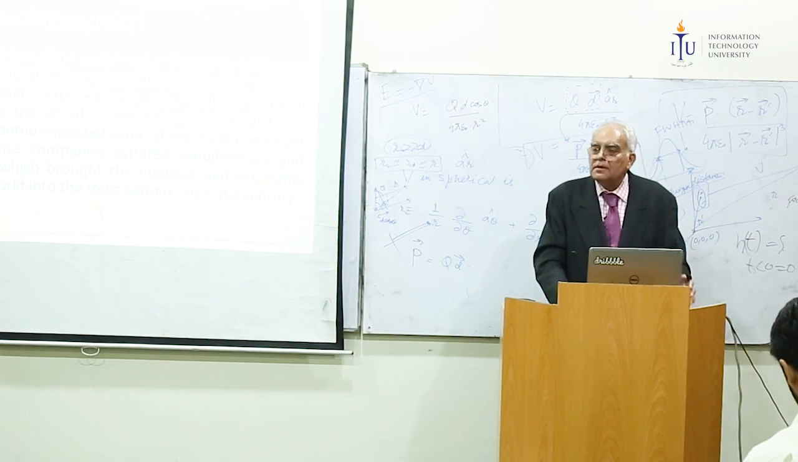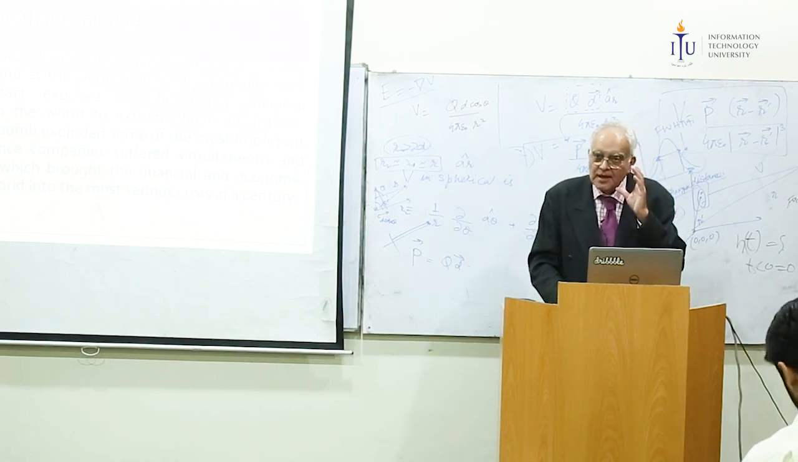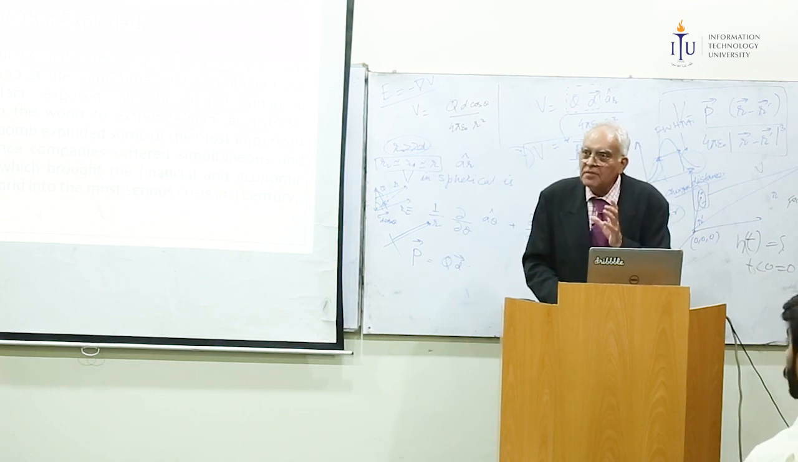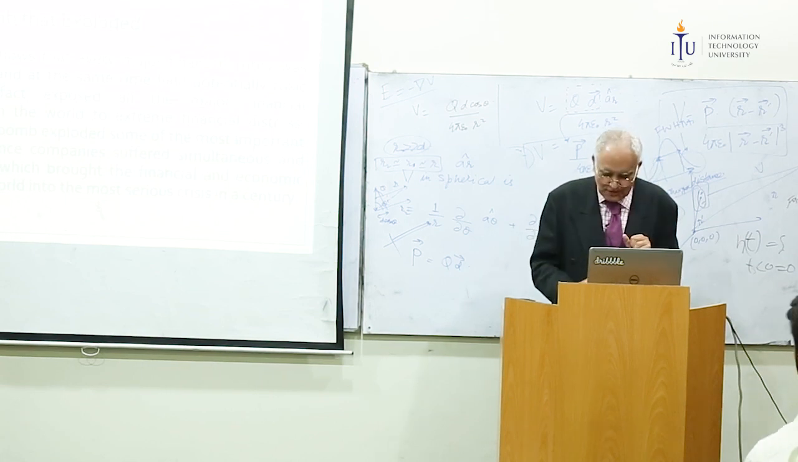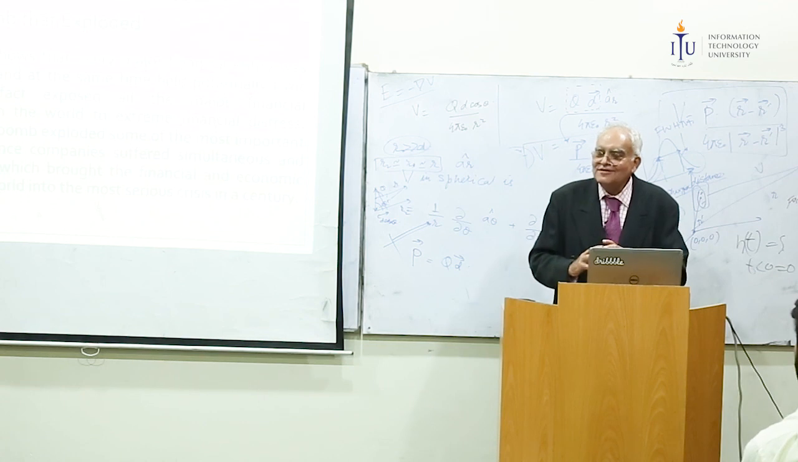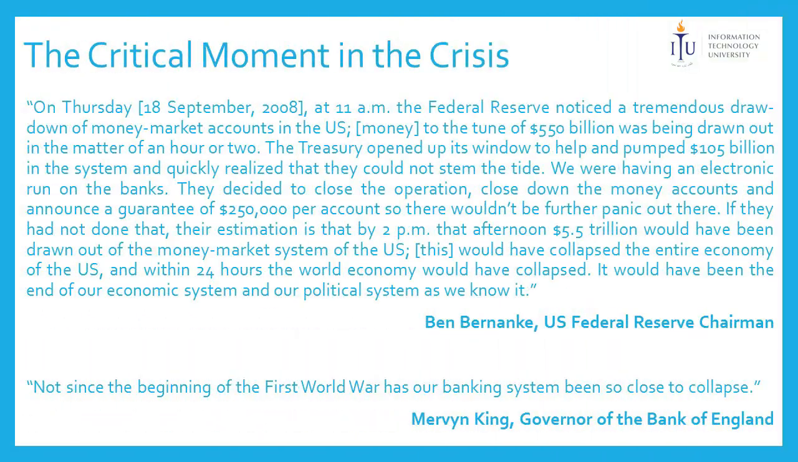I'll end there with a quotation from the statement of Ben Bernanke, who was sitting behind a computer, is chairman of the US Federal Reserve, and watching the time bomb explode. Here is his quote. On Thursday, 18th September 2008, at 11 a.m., the Federal Reserve noticed a tremendous drawdown of money market accounts in the US. Money to the tune of $550 billion was being drawn out in the matter of an hour or two.